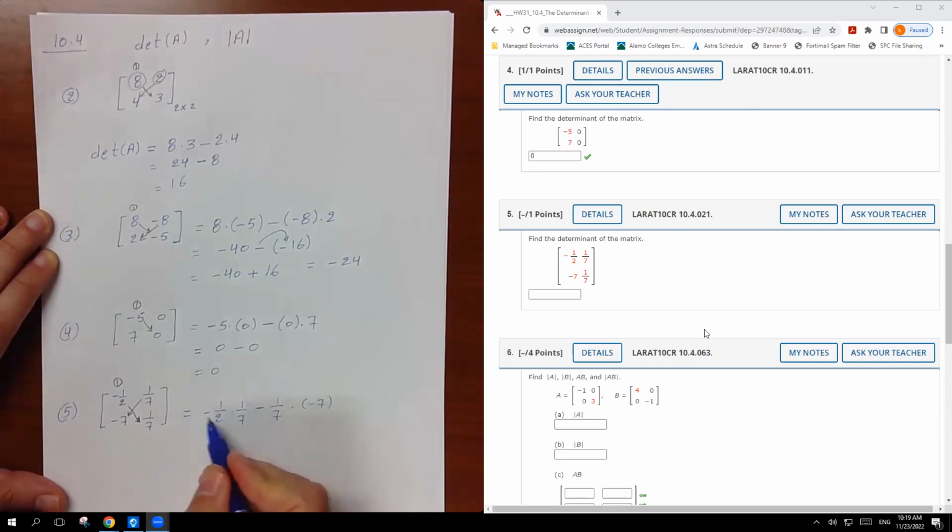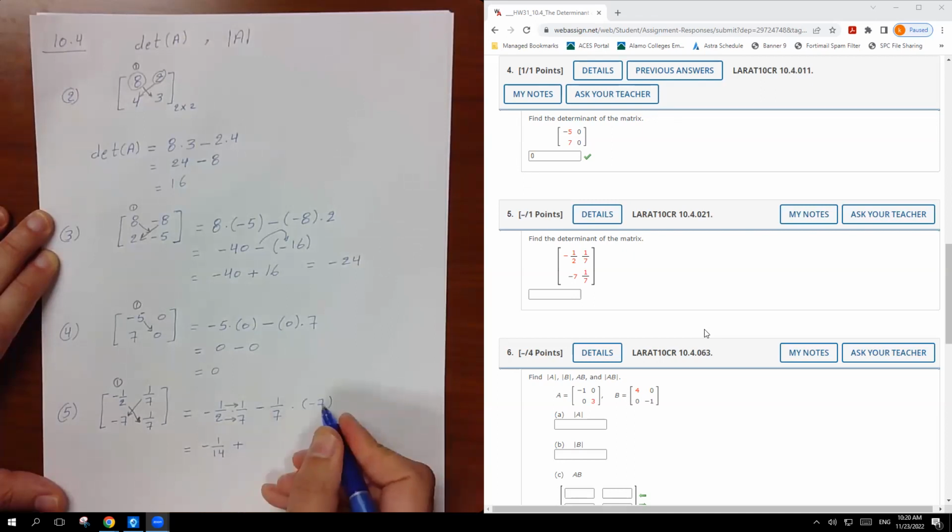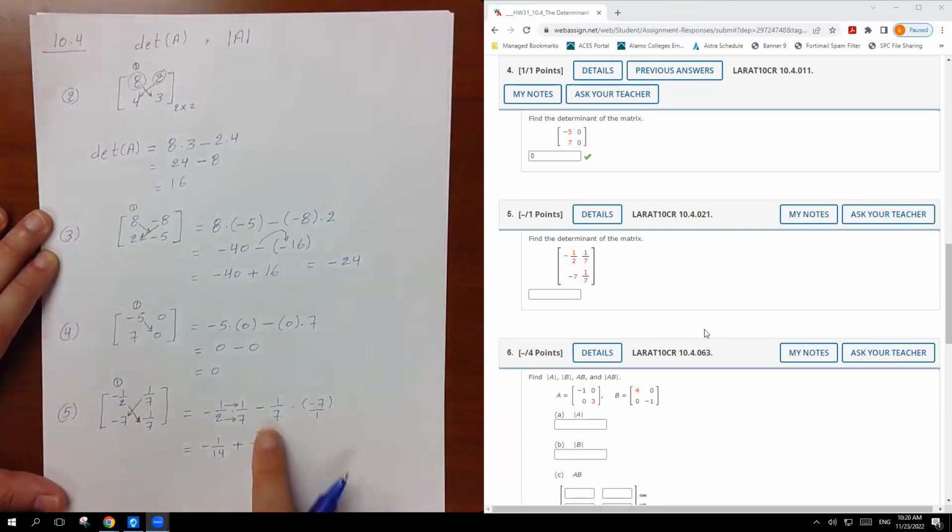Now, if I do multiplication between two fractions, I'm going to multiply straight across. So this one is going to be negative 1 over 14. Negative times negative will be positive 7 over 7, because this is over 1. Negative 1 times negative 7 is positive 7 over 7. 7 over 7 is going to be 1. So you have two options. You can keep it as 7 over 7, or you can simplify it and add it to negative 1 over 14. Both are going to be the right option.